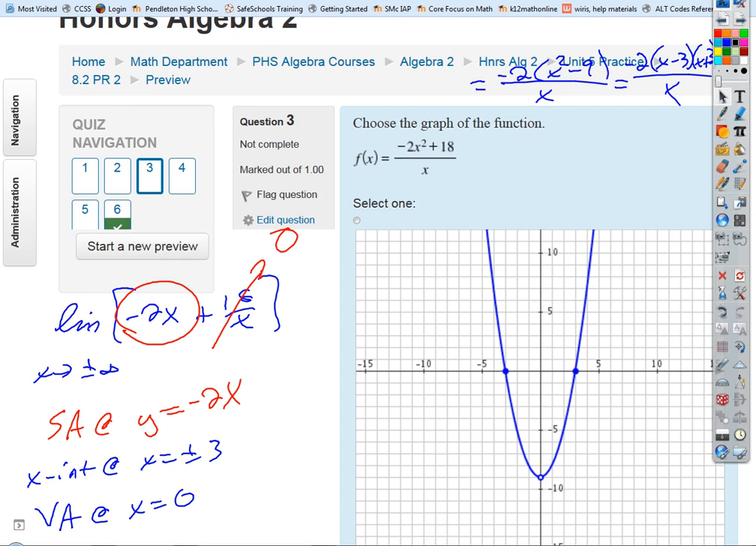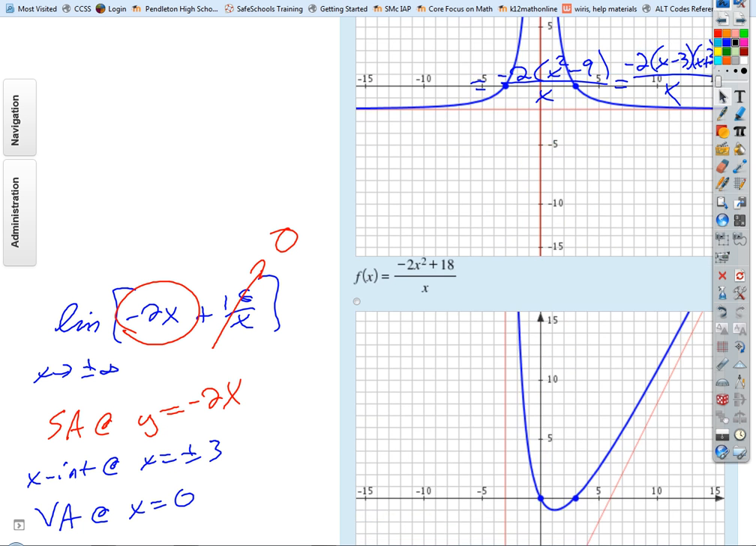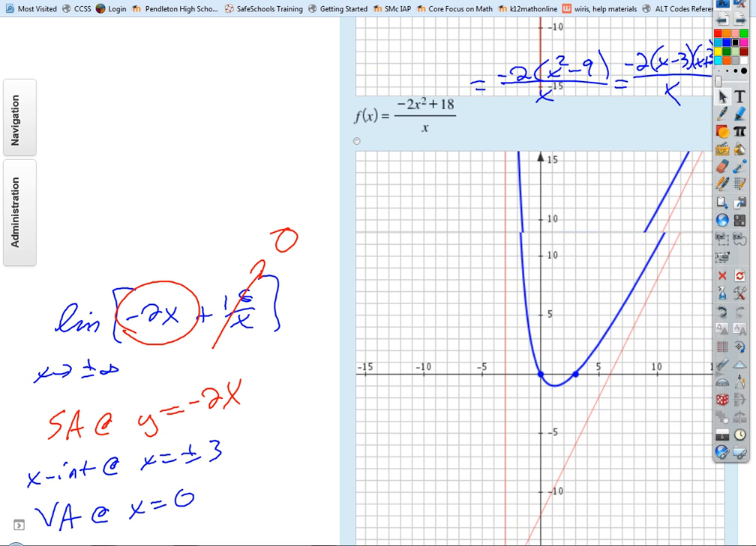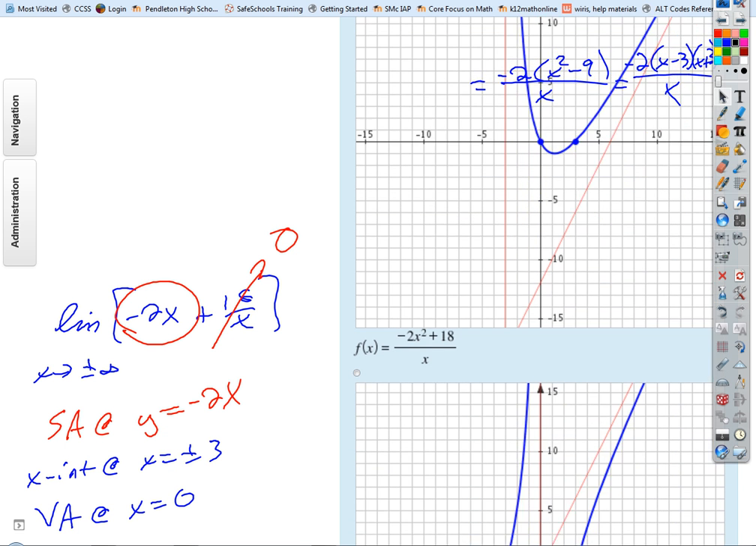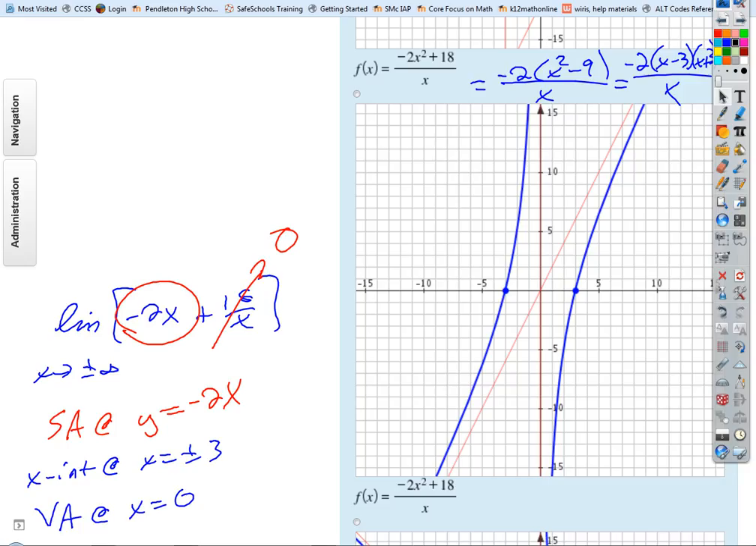We know if we were to do a sketch of this, like that could work, right? Hang on, no, that can't work. It's wrong. Okay, that could work right there, couldn't it? Everybody agree? We've got a vertical asymptote at x equals 0. We've got a slant asymptote that's y equals 2x, right? And we have x-intercepts at negative 3 and positive 3.